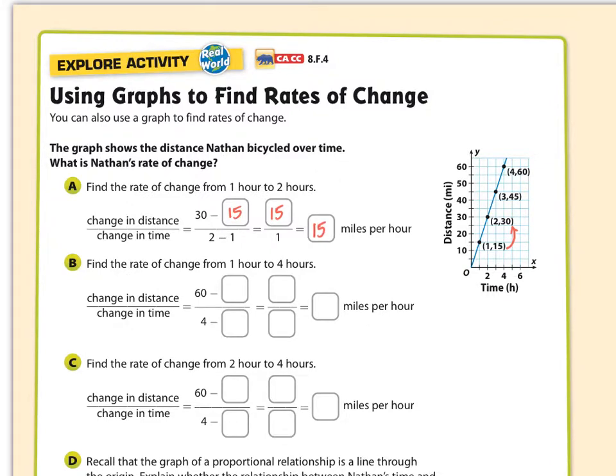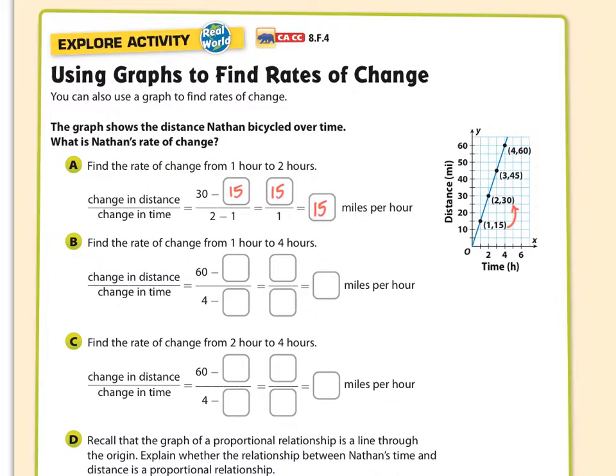Okay. The rate of change from 1 hour to 4 hours. So let me erase my arrow on the right side on the graph. And we're going from 1 hour to 4 hours. So look at my arrow. We're going from 15 to 60. That means that I'm going to subtract 60 minus 15, which is 45.